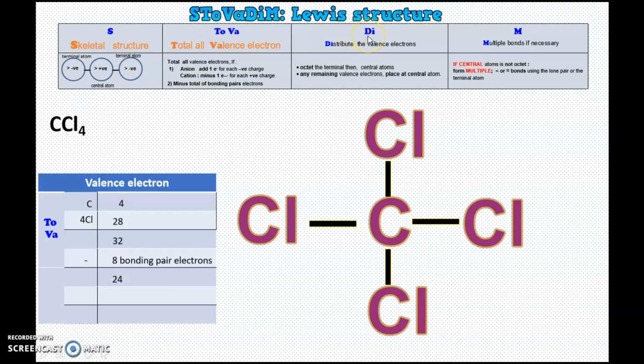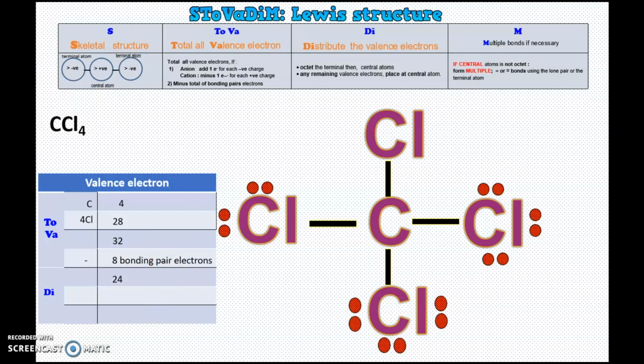Step 3 is D, which refer to distribute the valence electrons. Place the lone pair electrons based on the number of remaining electrons in TOVA to all the terminal atoms to achieve octet configurations. So, we will distribute the 24 electrons on chlorine atoms and make sure all chlorine atoms achieve octet configurations.